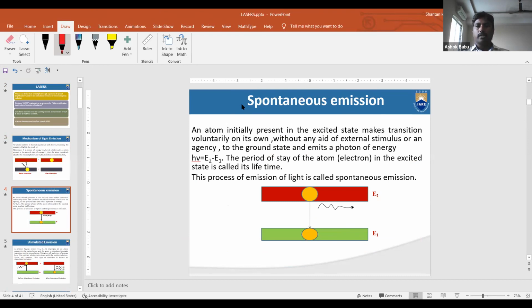Can any one of you tell me the difference between spontaneous and stimulated emission of radiation? Please respond. Can any one of you tell me the difference between spontaneous emission of radiation and stimulated emission of radiation? No one in the class? Please tell me what is the difference.